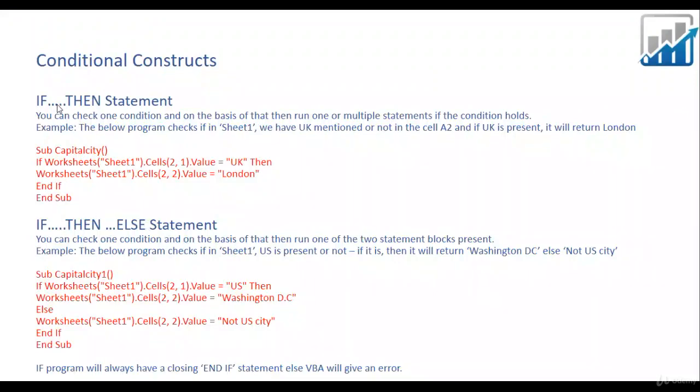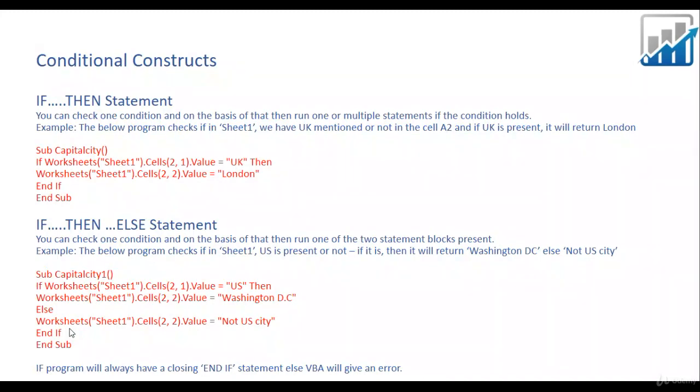If then else is also very similar to if then. This also allows just one condition to be checked, but then it has two blocks of statements or two statements, out of which one will run depending whether the condition is true or not. So for example, in our case over here, if cell A2 has value of US, then in cell B2 we'll have Washington DC, else in cell B2 we'll have not US city. So if the condition is true, then whatever statement follows then that is performed. If the condition is false, then whatever statement is followed after else that will be performed.